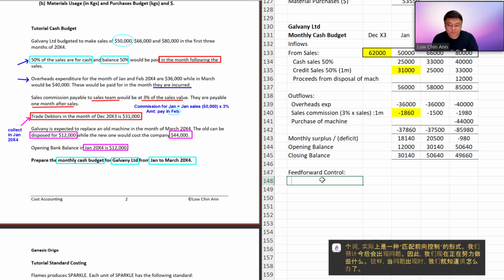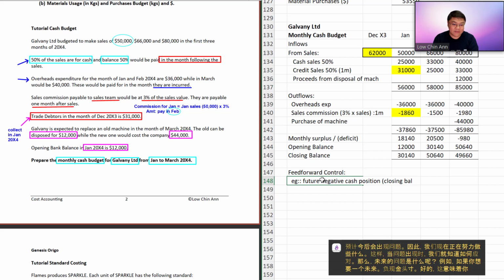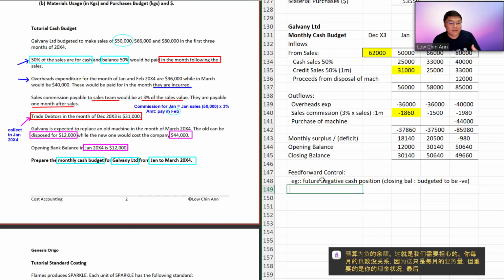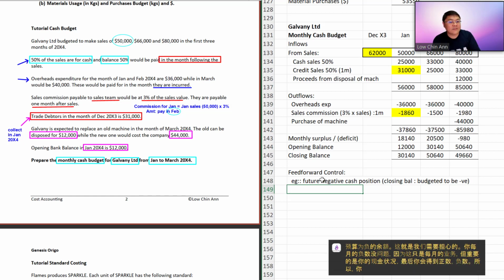So what's the future problem? For example, if you're going to get a future negative cash position, okay, that means you're going to have a closing balance that is budgeted to be negative. That's what we need to worry. Your monthly figure negative is fine because that's only the monthly operation, but important is your cash position, and at the end of the day, do you get a positive figure or a negative figure? So if you get a negative figure, then we really got to ask ourselves how you're going to weather through that problem.